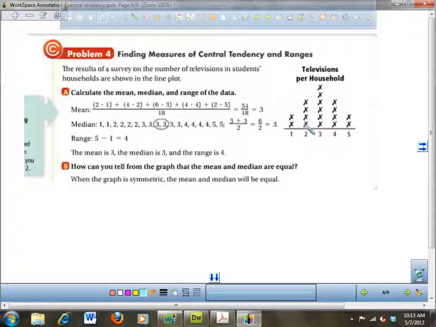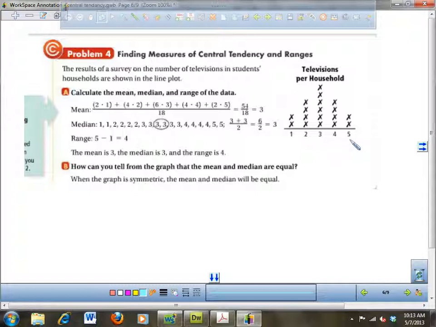Two TVs: there are 4 people who have two TVs. This one says 3 TVs: there are 6 people who have 3 TVs. 4 TVs: 4 people have 4 TVs. And how many people with 5 TVs?